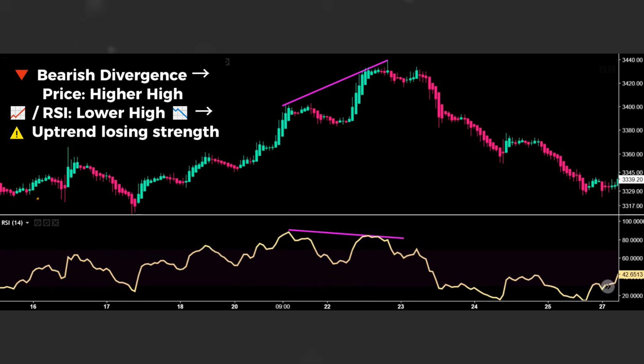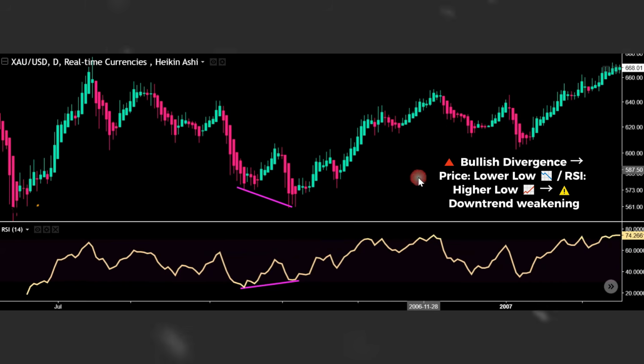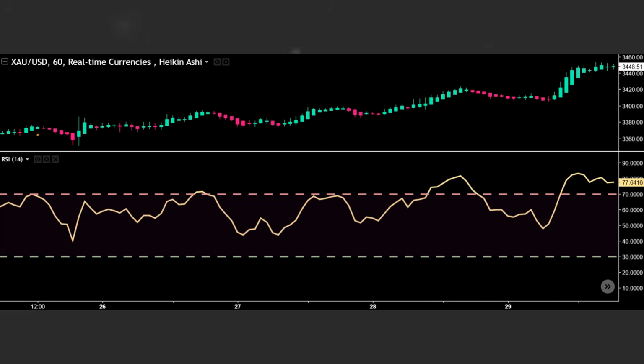A bullish divergence happens during a downtrend when the price makes a lower low but RSI makes a higher low, indicating that the downtrend may be weakening. RSI can also help confirm Heikin Ashi signals. For example, if Heikin Ashi shows a potential reversal and RSI also shows a divergence or overbought and oversold conditions, the signal becomes stronger and more reliable.